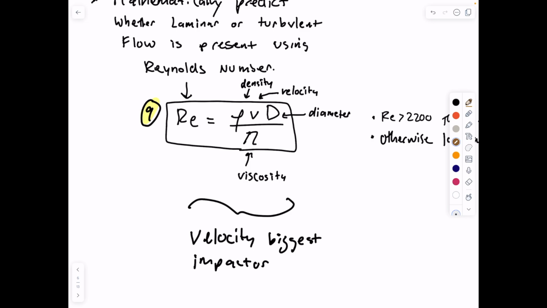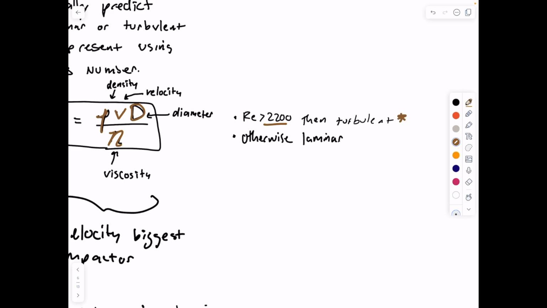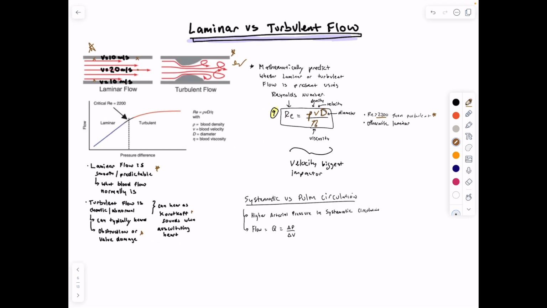In particular, we use Reynolds number. Reynolds number is defined as density times velocity times diameter of the vessel divided by the viscosity. When you calculate it, if Reynolds number is greater than 2,200, we predict it would be turbulent flow for that fluid, and if it's not greater than 2,200, it would be laminar.